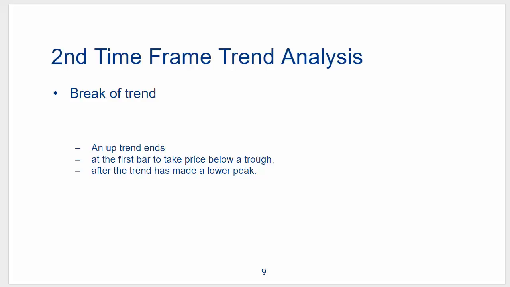Now, how do we determine that we have a break of trend? So if we're in an uptrend it will end at the first bar that takes price action below a previous trough after it's established a lower peak. So if you think about it, what we have is the establishment of the opposite configuration of peaks and troughs.